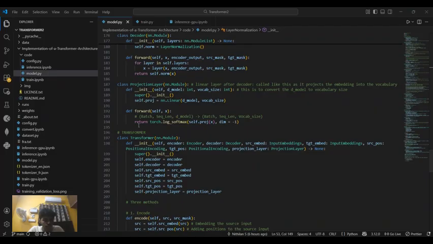Projection layer. This layer maps decoder outputs to vocabulary size.